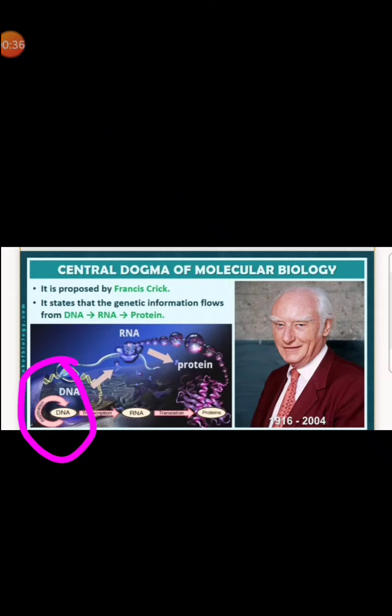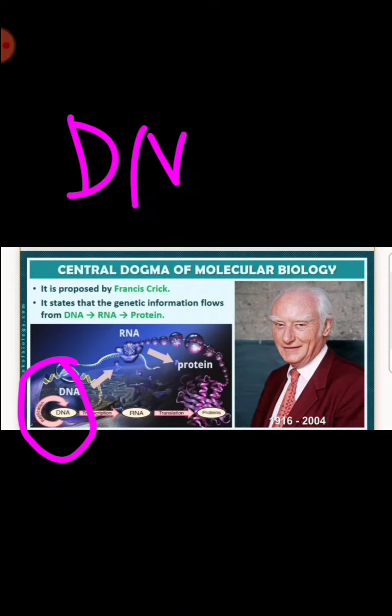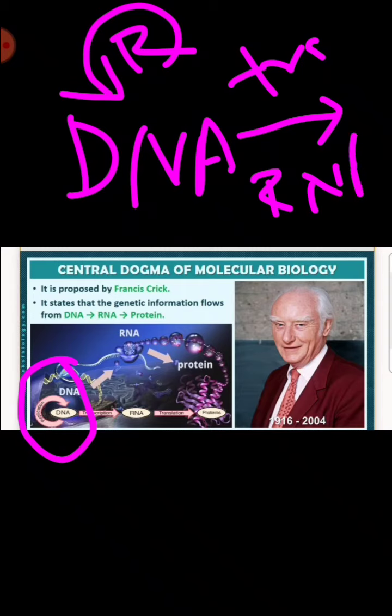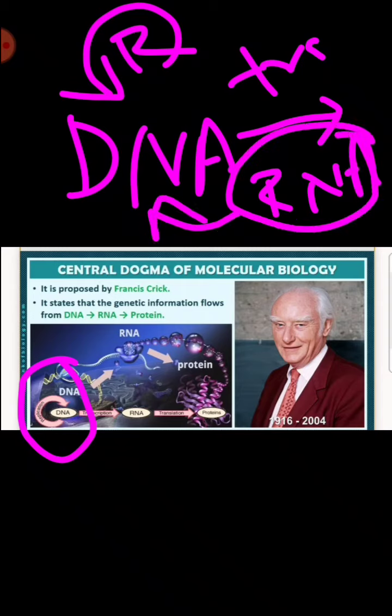The DNA, which is hereditary material. As we all know, hereditary material should have the property of replication. That is, DNA, which is hereditary material, should have the property of replication, that means to produce its copies or replica. Then DNA undergoes transcription to produce RNA. How is the RNA produced? It is produced by DNA, right?